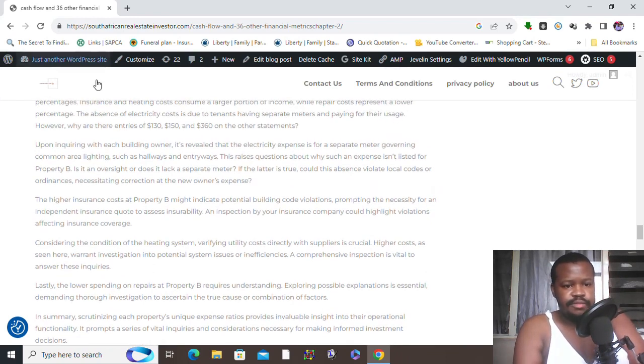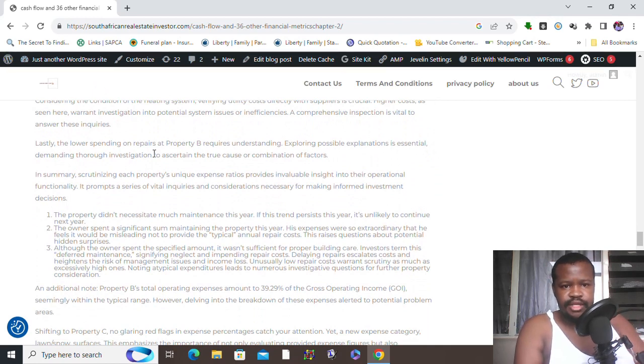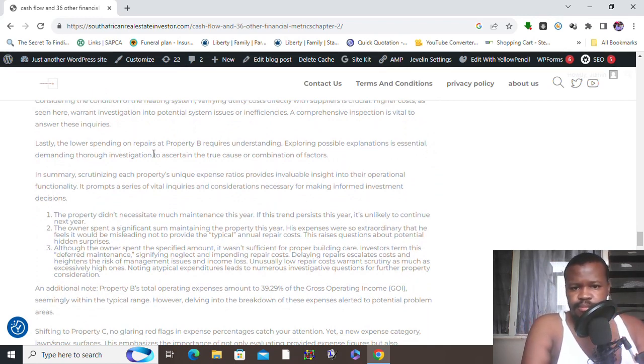Lastly, the lower spending on repairs at Property B requires understanding. Exploring possible explanations is essential, demanding thorough investigation to ascertain the true cause or combination of factors. In summary, scrutinizing each property's unique expense ratios provides valuable insight into their operational functionality. It prompts a series of vital inquiries and considerations necessary for making informed investment decisions.